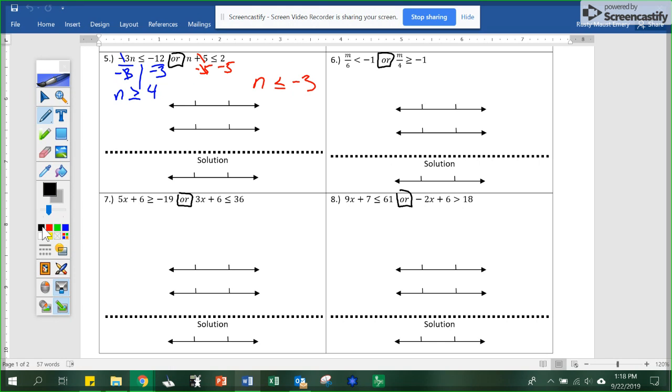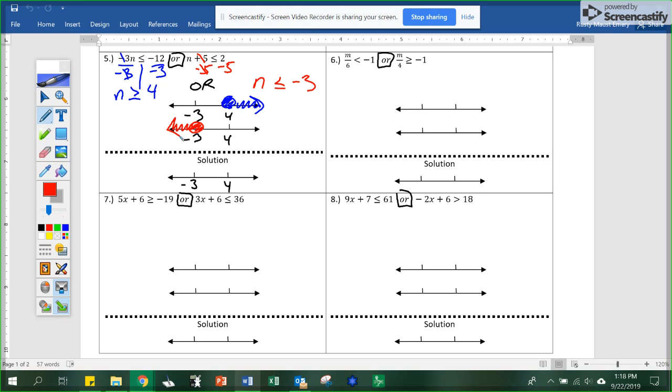Now the key word here is or, right? So I'm going to graph the two inequalities first. So my two boundary points are -3 and 4. For the first one, n is greater than or equal to 4, so closed circle to the right. N is less than or equal to -3, so closed circle as well to the left.